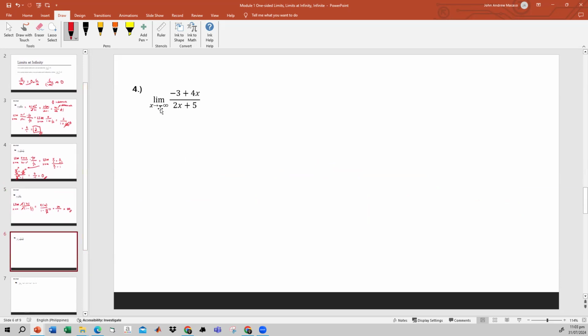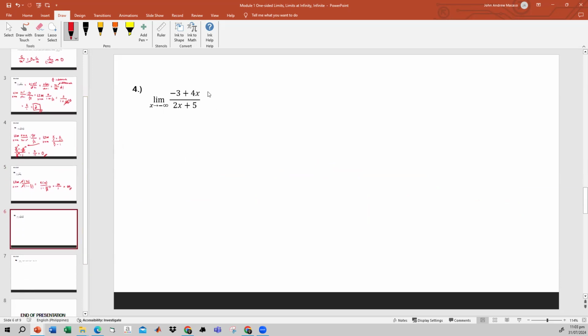Okay, what's next? So let's have this number 4. Again, try to observe the function. The highest degree of this function is simply x, and the highest degree is located on the numerator and denominator. So what we'll do is we just need to multiply the numerator and the denominator by 1 over the highest degree. In that case, this will lead to the limit of negative 3 plus 4x over 2x plus 5 as x approaches negative infinity.